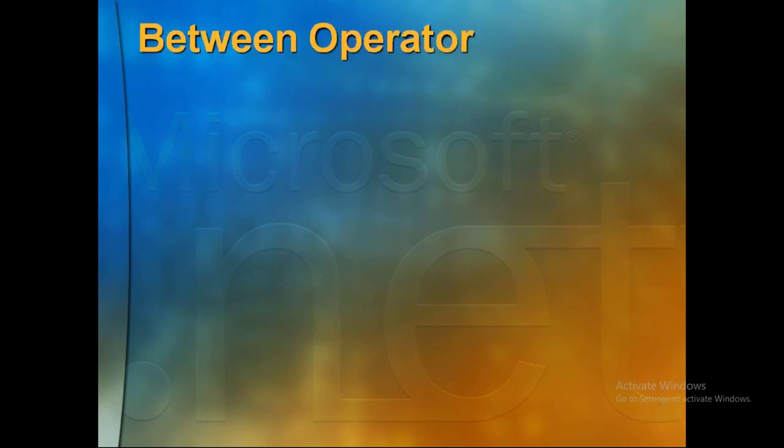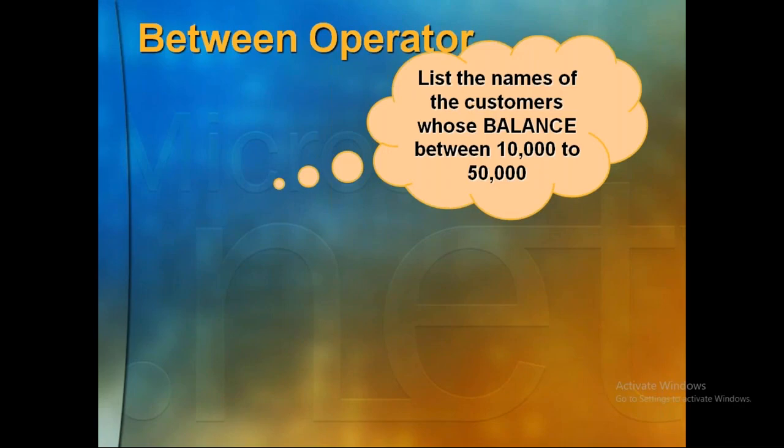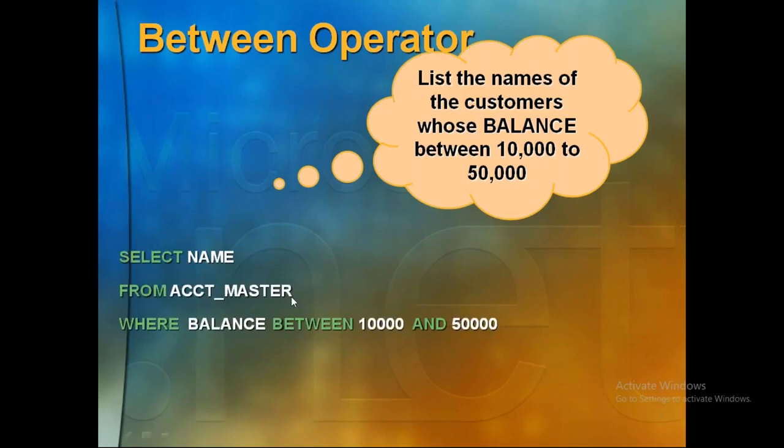The next one is the between operator. List the names of the customers whose balance is between 10,000 and 50,000. You can write like this. See, balance between 10,000 and 50,000. So the question is, will it take 10,000 and 50,000 and in between values as well? Answer is yes. Between operator is going to be taking a lower limit, upper limit, and in between values. That means it is equivalent to less than or equal to and greater than or equal to.